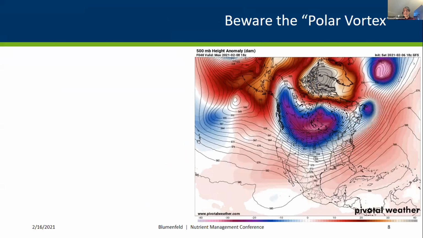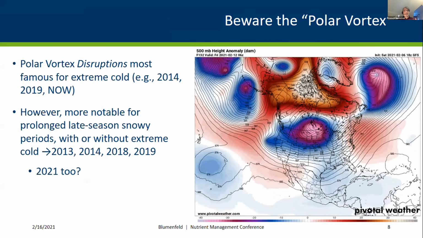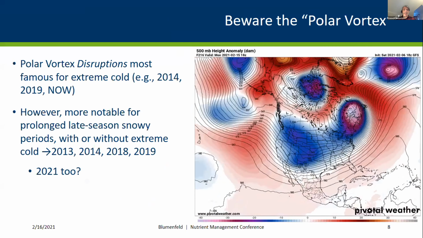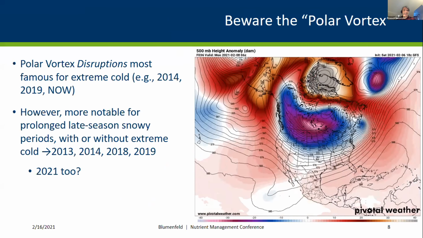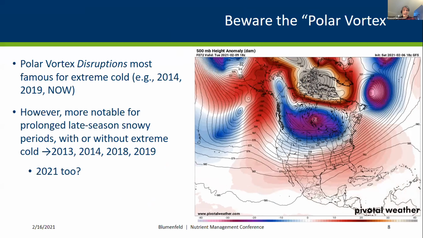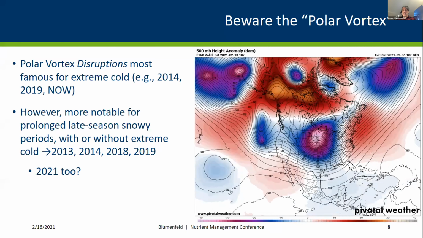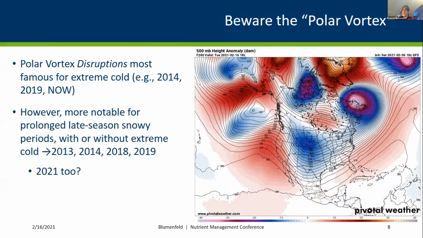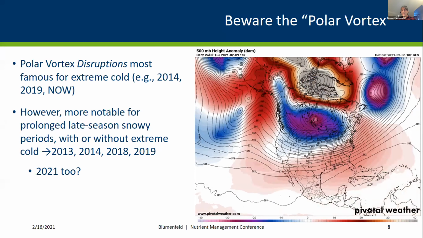And what we want to be careful about is this polar vortex, because we all think of it as something that makes us miserably cold. But what it's more notable for is the prolonged late season snowy periods, whether or not that extreme cold ever materializes. So the examples that I showed in the last graph of those poor seasons were all polar vortex seasons that ended up with a lot of snow. The cold only really materialized in 2 of them.